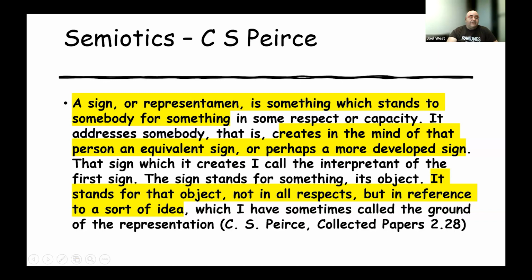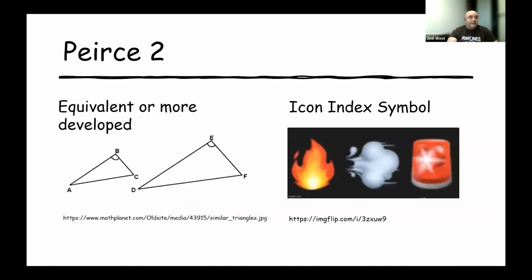And that it's in reference to sort of an idea is what we're saying, so that we have something that represents something else. And here I'm going to use an example. We have two triangles, and we can say that the two triangles are certainly equivalent, but we can't say that they're equal. One is more developed, quote unquote, than the other. It's a different shape, it's a larger size in this case.